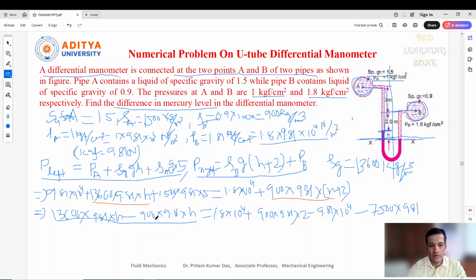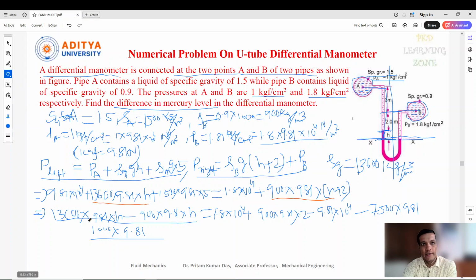We can take that common, and even 1000 also we can take common, meaning 1000 into 9.81 taken common for all these values. It will be easy for us to write this equation then. Finally, if you see this H term, how much? 1000 and 9.81 cancel. The remaining will be 13.6 H minus 0.9 H. So this value minus this one, we'll get 13.6 minus 0.9.